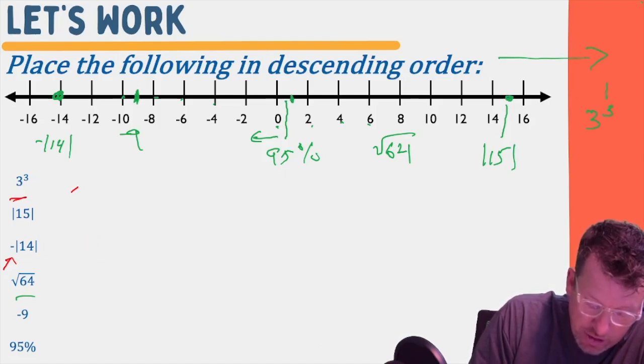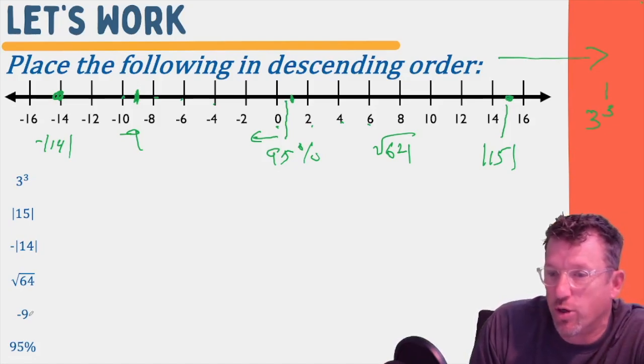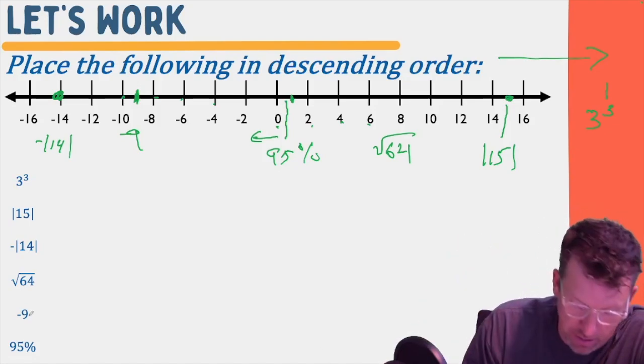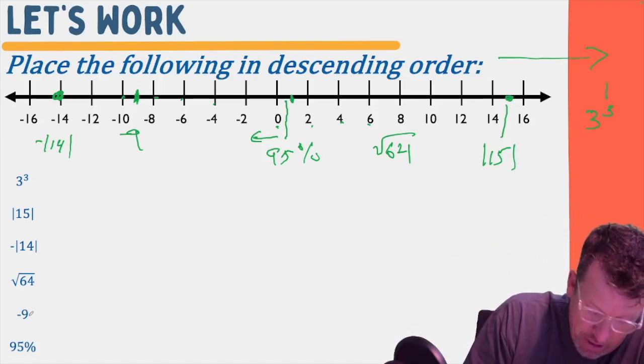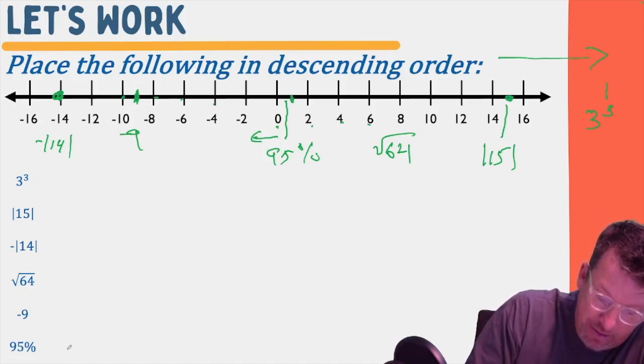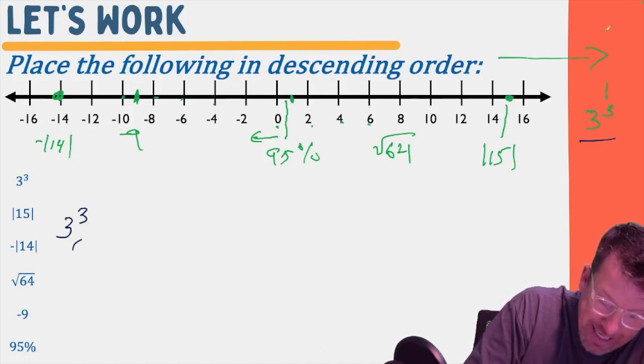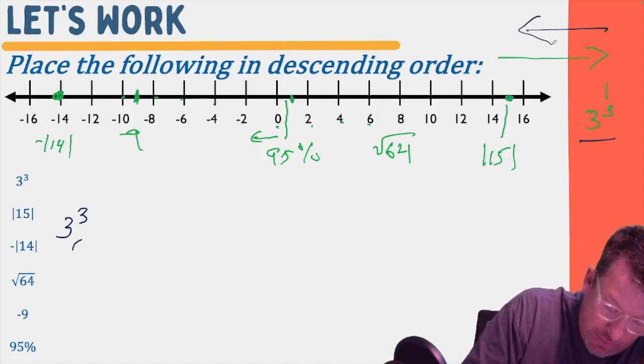All right, now what does the question ask us? Place the following in descending order, descending, downhill. So we're going to go from the biggest number to the smallest number, okay? What's the biggest number? Well, that's way out here. So we're going to say 3 to the third. What's next? Going in a descending order, going downhill. Well, we have the absolute value of 15.